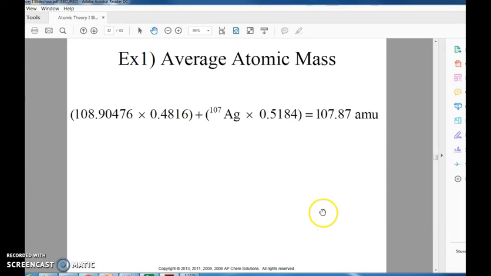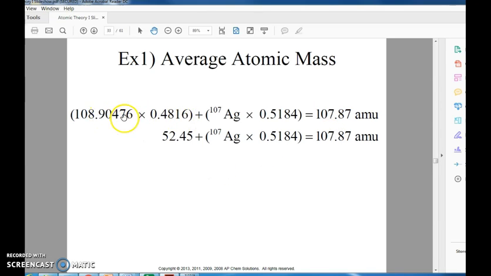All right, here's our setup. So we have the mass of the silver 109 times its percentage, and we change that percentage to a decimal, plus this unknown mass for silver 107, excuse me, this was 109. This unknown for 107 times its percentage, which I got off the mass spectrometer data, is equal to 107.87. Now, where did this number come from? Okay, this is key. This is your average, and this is from the periodic table.